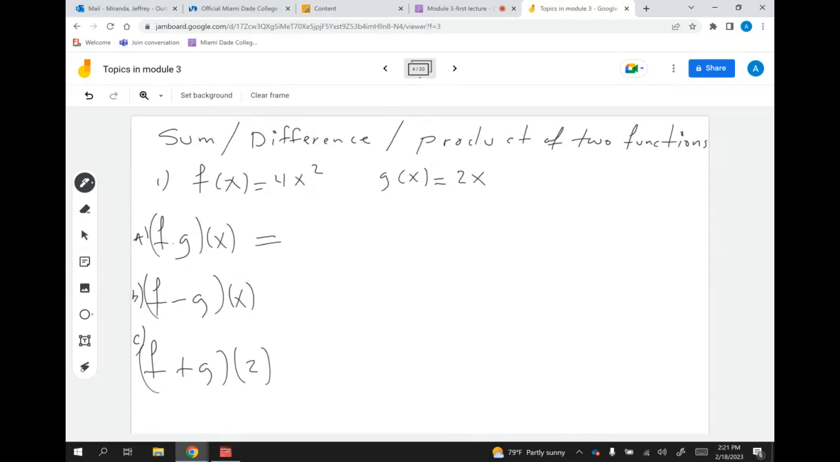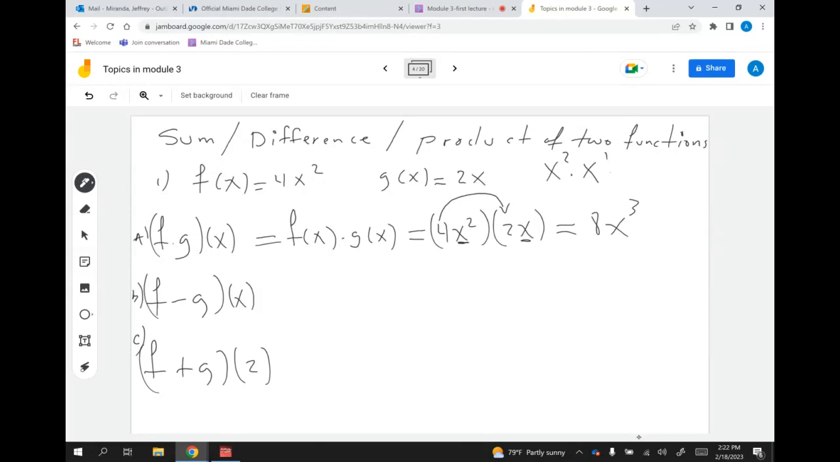Okay. So what does that mean? It means the product. So this means f of x times g of x. Well, based on what I was providing here, f of x and g of x, then I just write them. 4x squared times 2x equals, what is that equal to? Well, 4 times 2 is 8. x squared times x is x cubed. How did I get that? This is when you add exponents. Okay, that's it. This is what you get when you do the product. That's all you have to do. You don't have to do more.